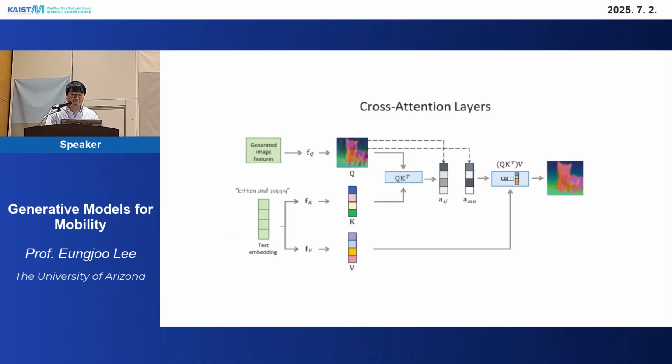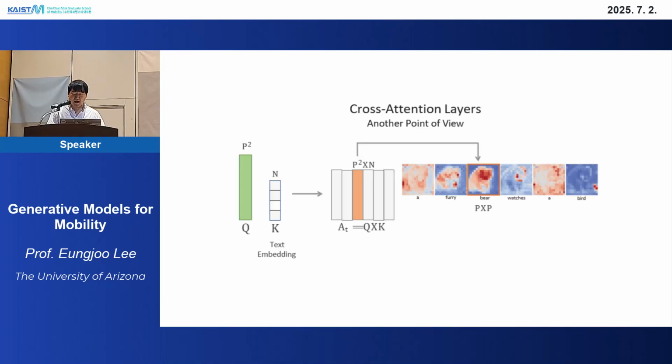So they have cross-attention layers, and this cross-attention links image features to text embeddings, and text tokens here serve as keys and values, while image pixels act as queries. And this mechanism ensures generated images align with the textual description. So this cross-attention layer is pretty valuable when you are working on alignment.